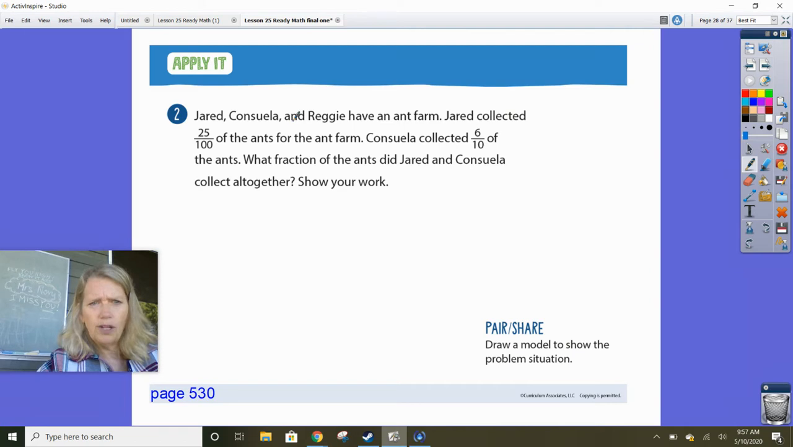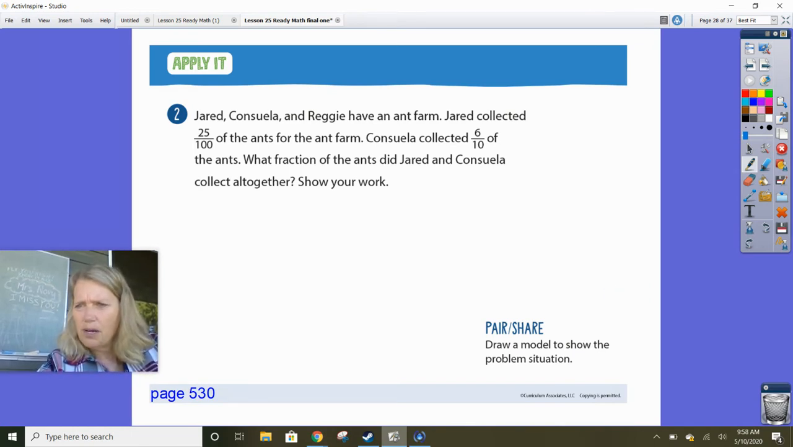Jared, Consuela, and Reggie have an ant farm. Jared collected 25 hundredths of the ants for the farm. Consuela collected 6/10 of the ants. So Reggie must have done the leftover. Okay. Draw a model to show the problem situation.